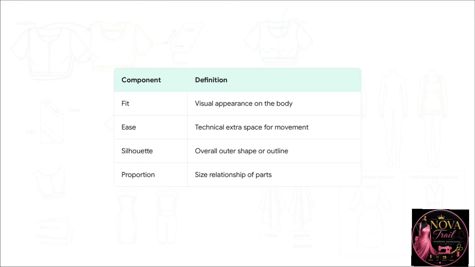But listen, the most vital distinction in this entire curriculum happens under the fit category. Fit is the visual, aesthetic appearance of how the garment sits on a body. Ease, however, is a technical measurement. It's the physical extra space added specifically for movement and comfort. They are completely different things. A visually skin-tight fit might actually require very specific technical ease just so the person can breathe and move.